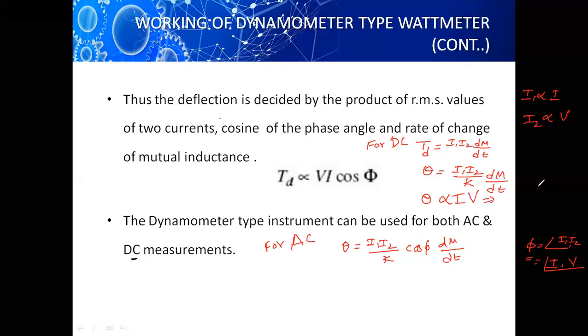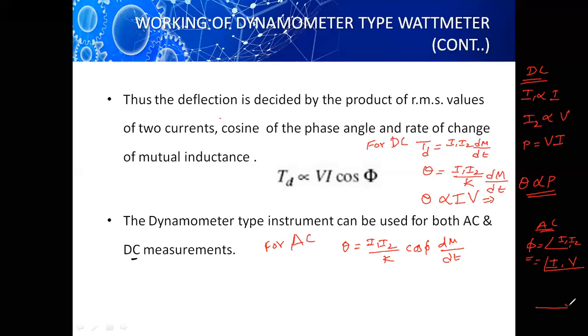So for DC, power is nothing but V into I. This is for DC, and this is for AC. So power is VI, so it ultimately says that the angle of deflection is proportional to the power. The scale is linear. And coming to AC, we had I1, I2 by k cos phi dM by dθ. I1 is proportional to I and I2 is proportional to V. So cos phi is also nothing but the angle between V and I.